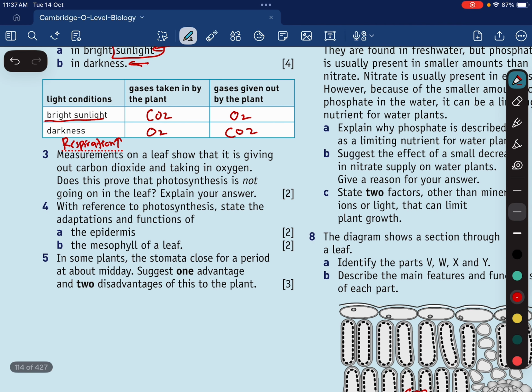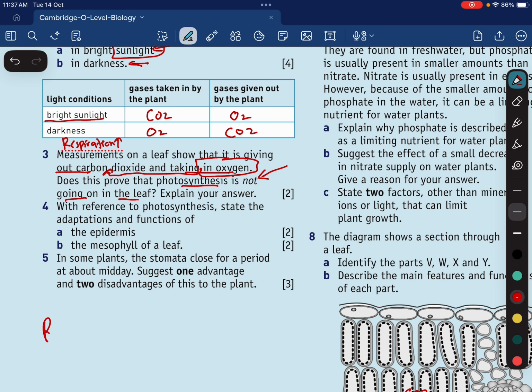Now, question number 3. Measurements on a leaf show that it is giving out carbon dioxide and taking in oxygen, right? It's taking in oxygen for what? Respiration, and it's giving out carbon dioxide, which is a product of respiration. Does this prove that photosynthesis is not going on in the leaf? Explain your answer. No, this does not prove that photosynthesis is not taking place. Why? Because respiration is always taking place.